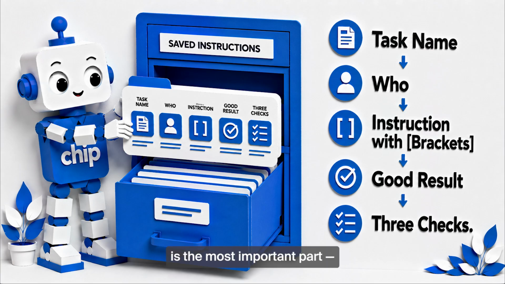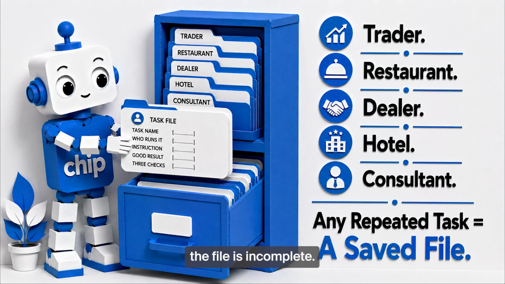The instruction is the most important part. It is the exact words you type into Copilot, with square brackets around the parts that change, like the customer name or the product. The expected result tells the reader what a good output looks like. And the checking steps stop mistakes from reaching customers. Without all 5 parts, the file is incomplete. Here are 5 examples from real small businesses. A textile trader uses a saved file to send bulk order confirmation messages. Every customer gets a personalized message within 30 minutes.